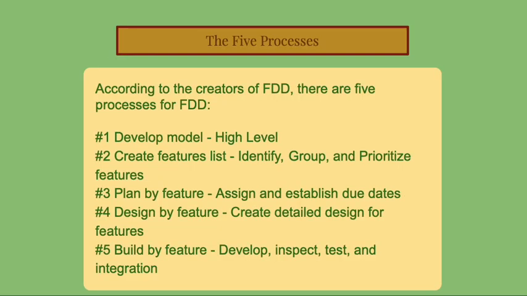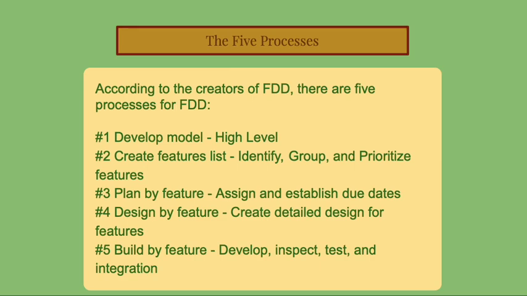According to the creators, there are 5 processes. First is develop a model. This is a high-level understanding of the project. This is done through domain members giving insight into what the project needs. Through this, informal details of features are created and put into a list or lists.